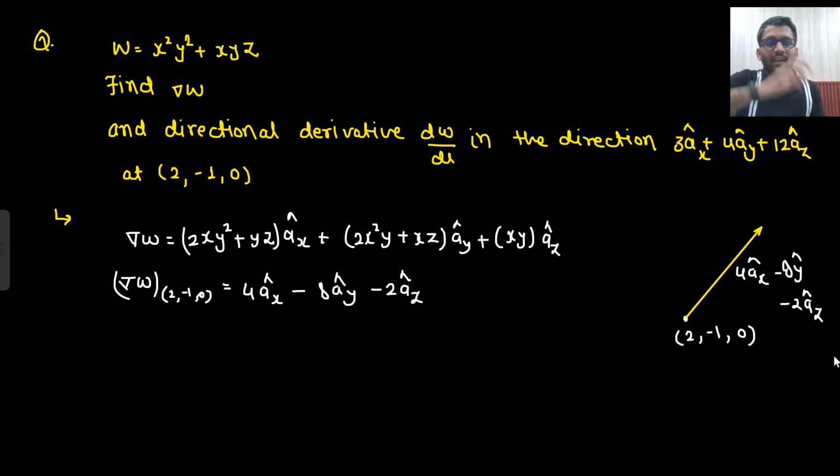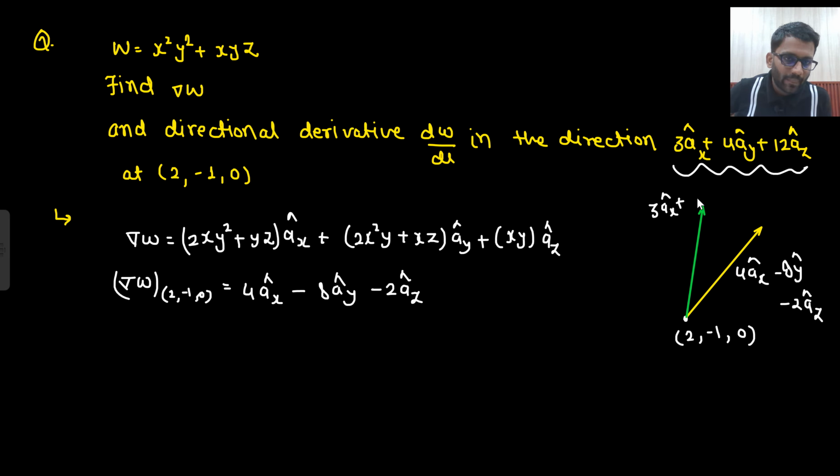Now if you work in this direction, then your change will be maximum. Now what they are asking: if you are working in this particular direction, then what will be your change? So let's just say this direction is 3ax cap plus 4ay cap plus 12 az cap. They are asking the directional derivative dw by dl, that means directional derivative of gradient w in the direction of 3ax cap plus 4ay cap plus 12 az cap.